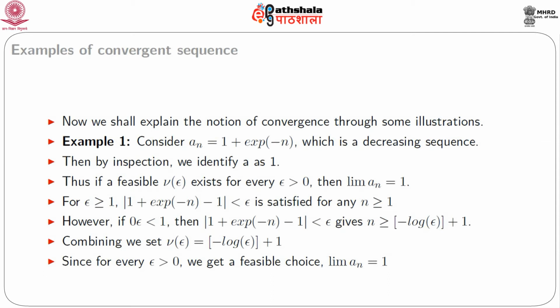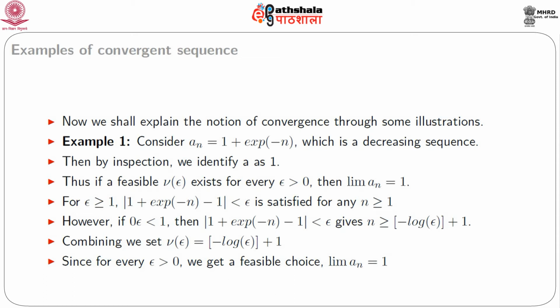Consider example 1, where we have considered the sequence 1 plus e to the power minus n. Naturally, this is a decreasing sequence, and by inspection, we find that as we increase n, e to the power minus n decreases up to 0.